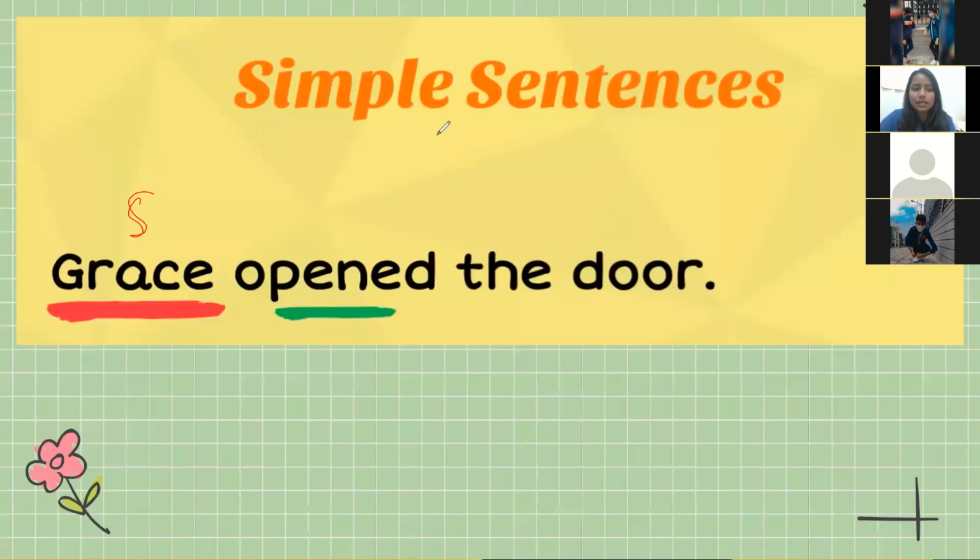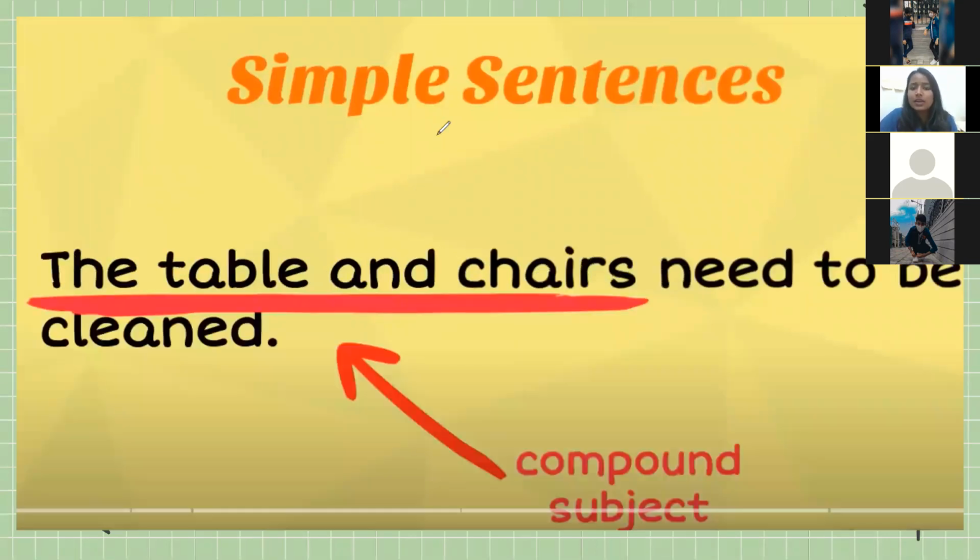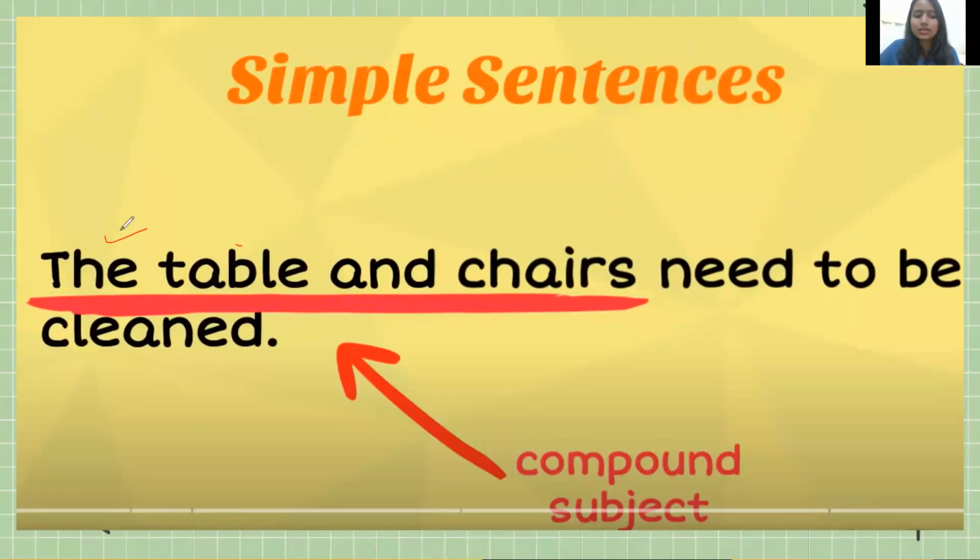I'm going to keep asking you questions. Now there is something known as compound subject and compound verb. Okay. So look here, guys. It's important that you understand the difference. Sometimes when you look at a sentence like this, the table and chairs need to be cleaned. Okay. This is a simple sentence, even though there is a word and in between, because tables and chairs you will consider as one subject.